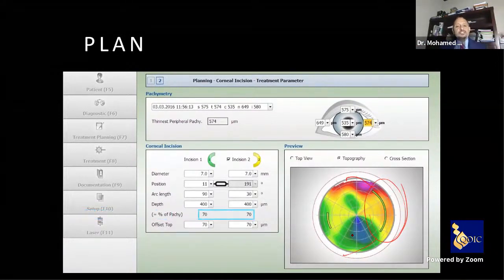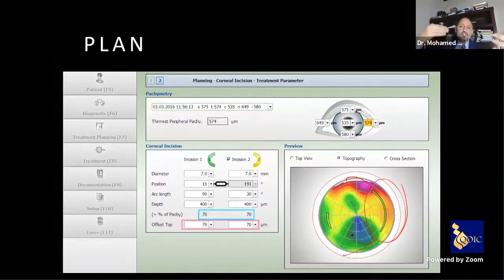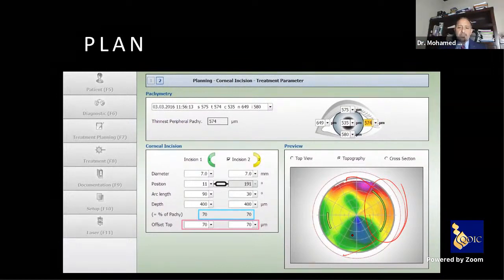And we aimed for 70% depth. Why 70% depth? Because I was a little bit scared that I would do a perforation in this patient who had a previous PK. And we did an offset. So the plan was to do an intrastromal arcuate incision. And at the time, this was very en vogue. This was something trending, that you do the arcuate incisions with the femto laser intrastromally.